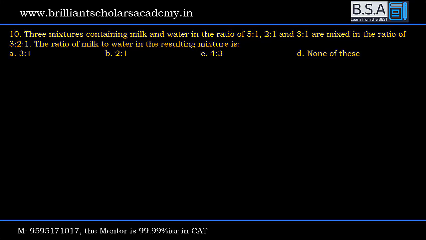3 mixtures containing milk and water in the ratios of this, this, and this are mixed in the ratio of 3 to 1. What is the resultant ratio of milk to water? Take a minute or so. Give it a try.